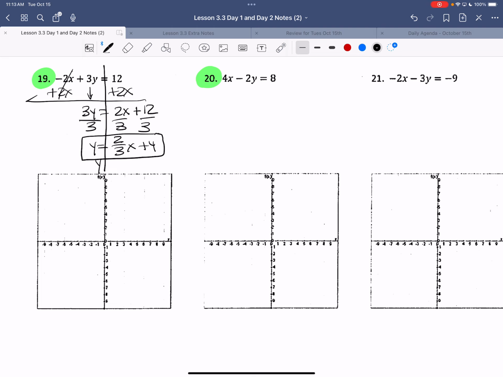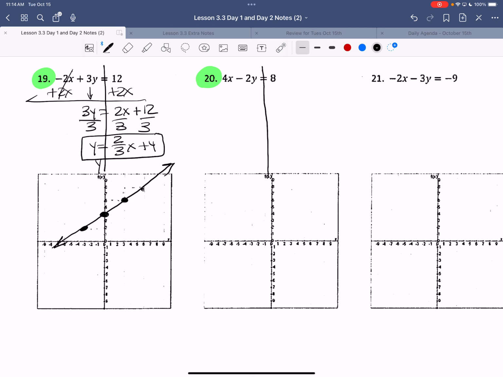So let's see. Simone, how do I graph this then? You start at the y-intercept. Yep, 1, 2, 3. And then from the 4, you go down 2 and 3. 1, 2, 3, perfect. And you could have gone here, you could have gone up 1, 2, 3. He chose that way, it's all fine. Doesn't matter, everybody's going to have their own preferences, but that's right, that's what the line should look like. Okay, number 20.